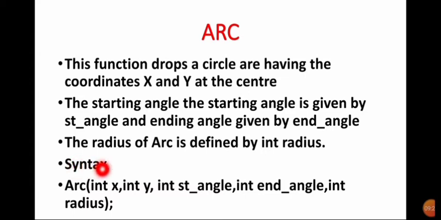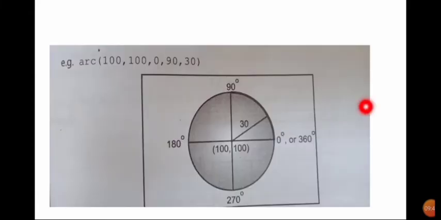Now what comes in the bracket? INT(x), INT(y). What is meant by INT(x), INT(y)? This represents the center of your circle. INT ST angle, INT end angle. It provides you the starting angle, it provides you the ending angle. INT radius means it provides you the radius. Okay, so this is what arc is.